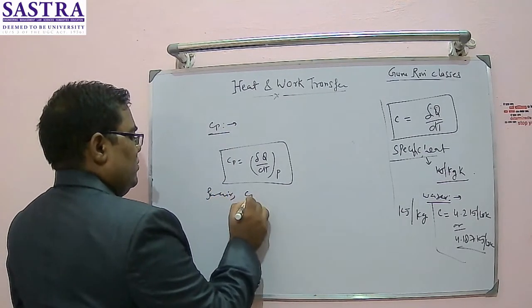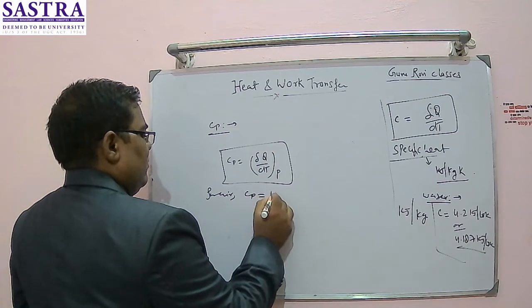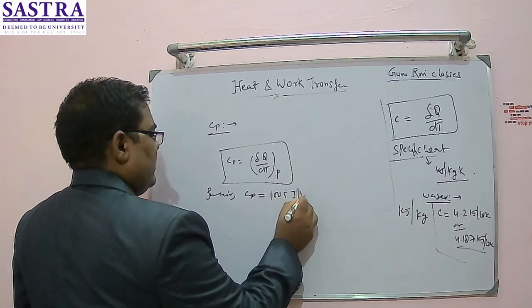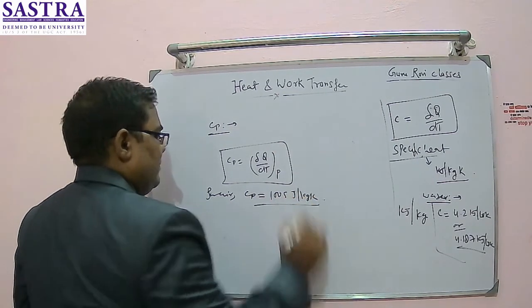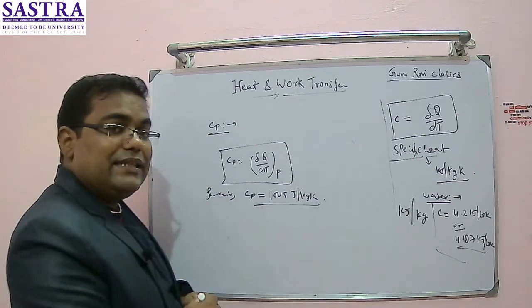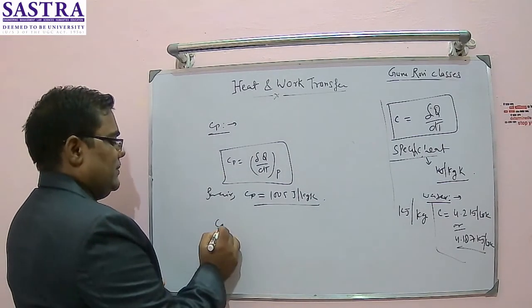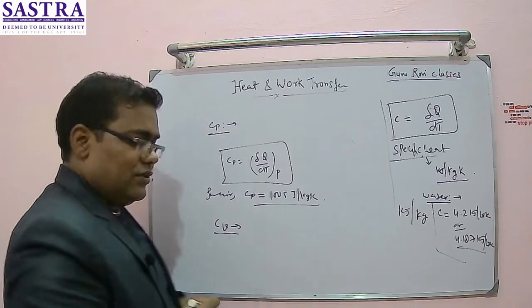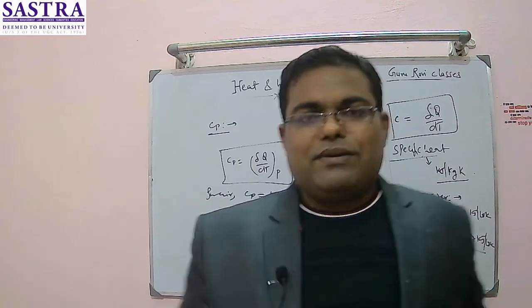For air, Cp value is fixed. This is nothing but 1005 joule per kilogram Kelvin. That you keep in mind. The specific heat at constant pressure. Similarly, specific heat at constant volume, that can also be defined in a similar way.